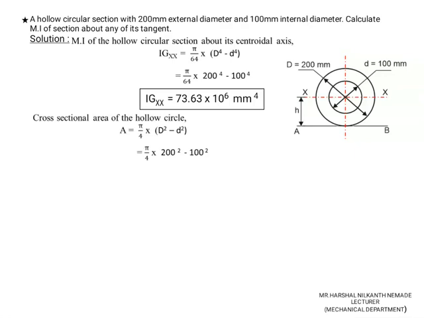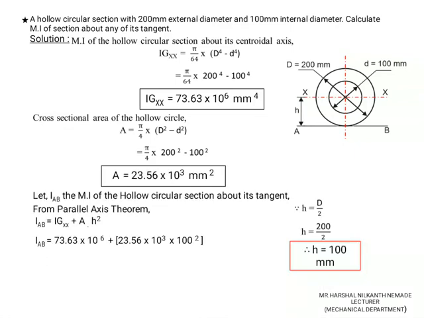Cross sectional area of the hollow circle, A is equal to pi by 4 multiplied by capital D square minus small d square. Substituting the values, it is 200 square minus 100 square multiplied by pi by 4. I will get area is equal to 23.56 multiplied by 10 raised to 3 mm square.